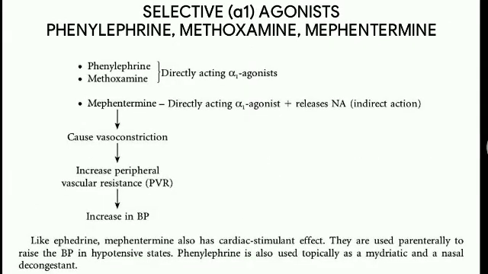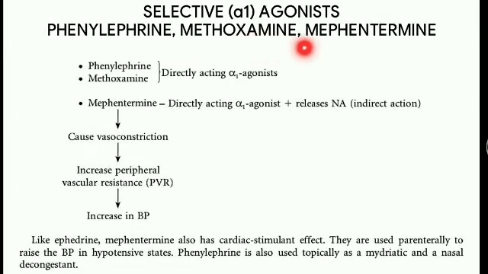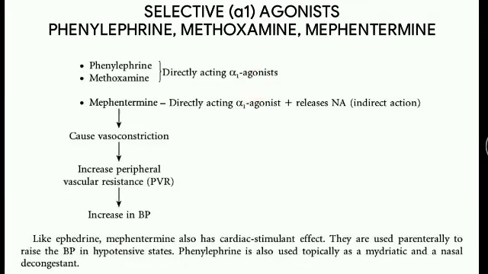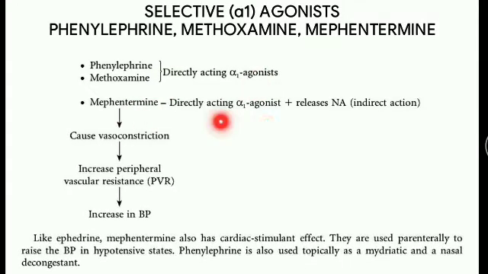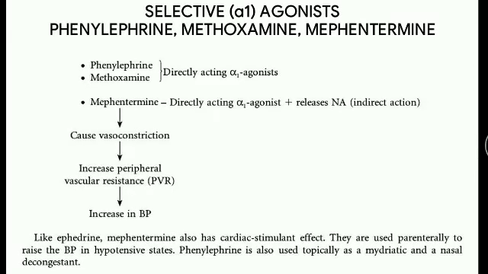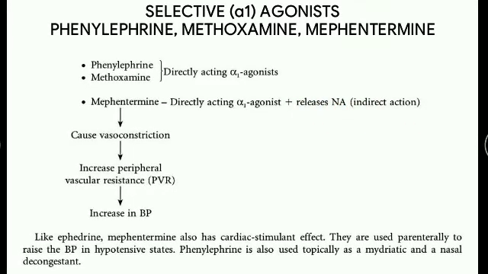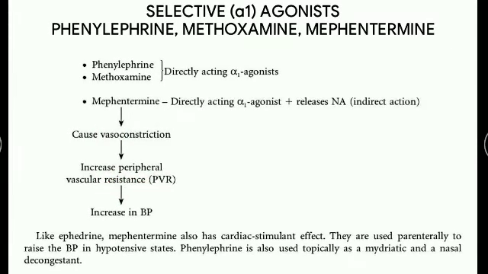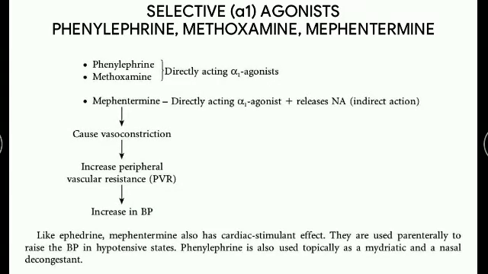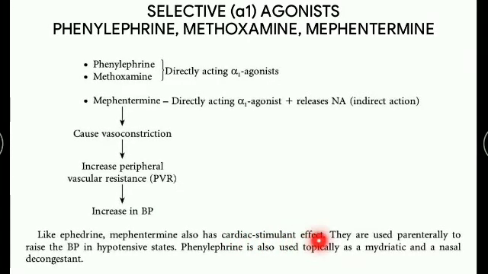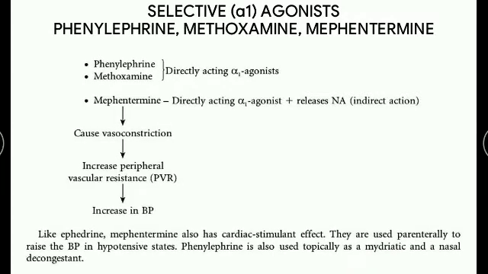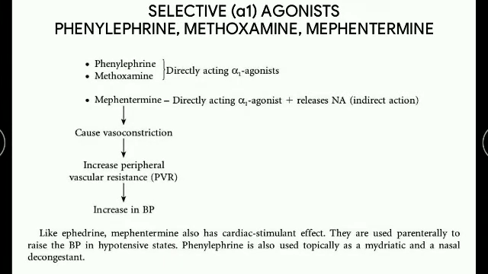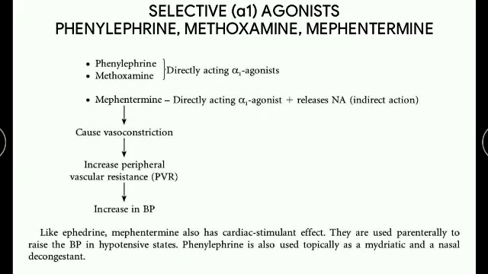Next, selective alpha-1 agonists include phenylephrine, methoxamine, mephentermine. Phenylephrine and methoxamine are directly acting alpha-1 agonists, while mephentermine acts directly as an alpha-1 agonist and indirectly it releases noradrenaline. They cause vasoconstriction, so there will be an increase in the peripheral vascular resistance and then an increase in the BP. Like ephedrine, mephentermine also has cardiac stimulant effect. They are used parenterally to raise the BP in hypotensive states. Phenylephrine is also used topically as a mydriatic and as a nasal decongestant.